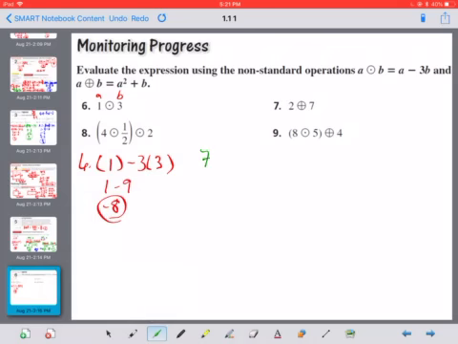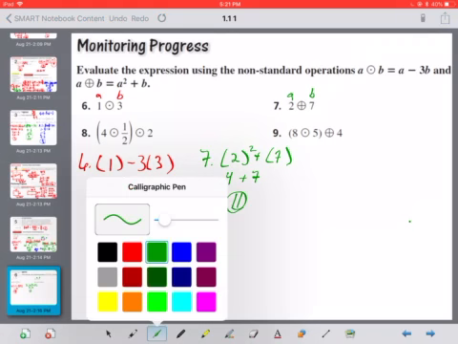Let's try 7. Do 7 in green. That's my A, that's my B. And I'm not going to do circle dot this time, I'm going to do bullseye. So bullseye is something squared plus something. I put in A first, which is my 2. Put in B second, which is my 7. 2 squared is 4 plus 7. 4 plus 7, 11.